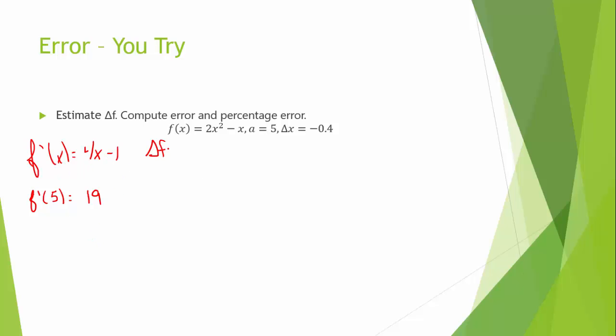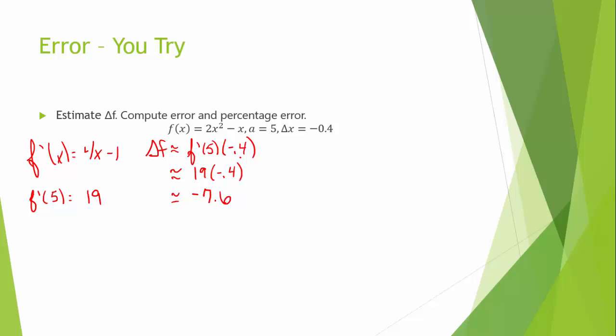So, to get my change in f, that is going to be approximately equal to f prime of 5 times negative 0.4, because that's going to be our delta x here. So we're doing 19 times negative 0.4, which is approximately equal to negative 7.6. That is what I got when I did that.